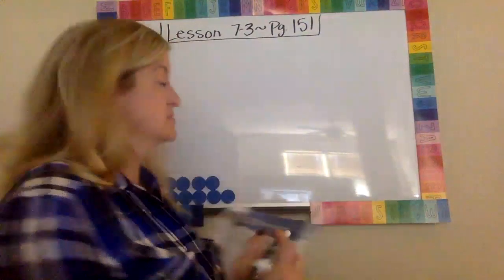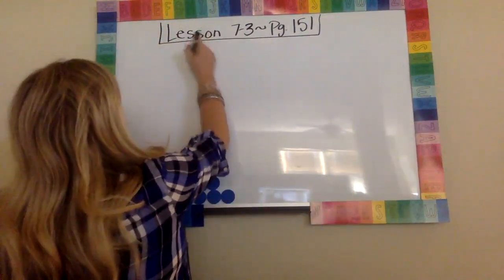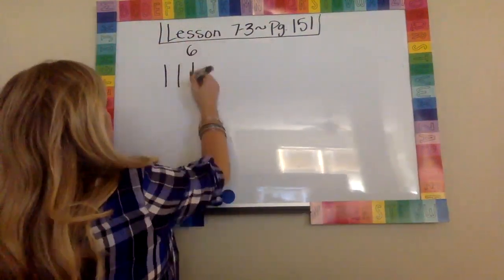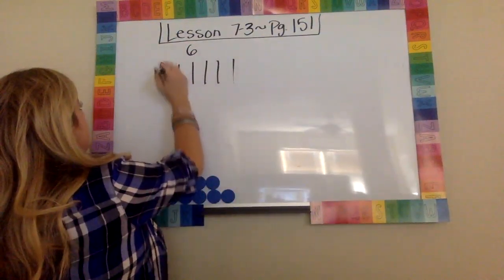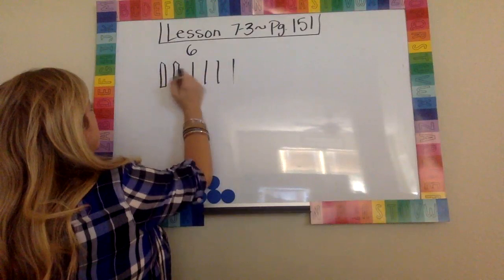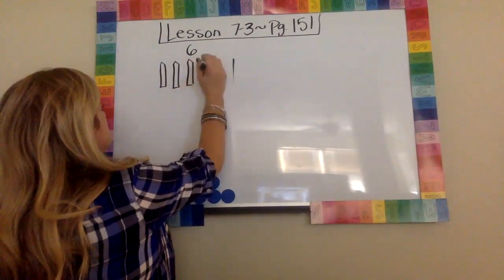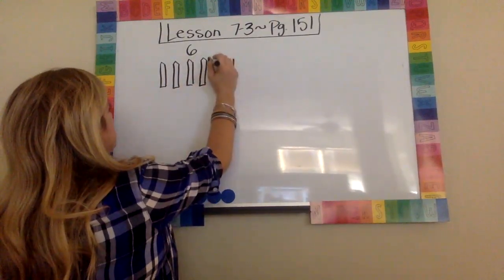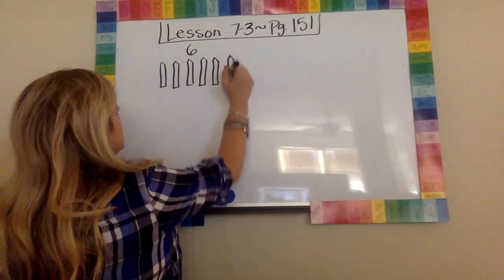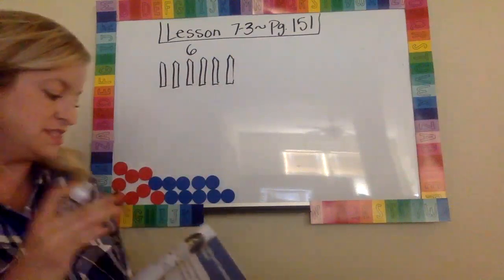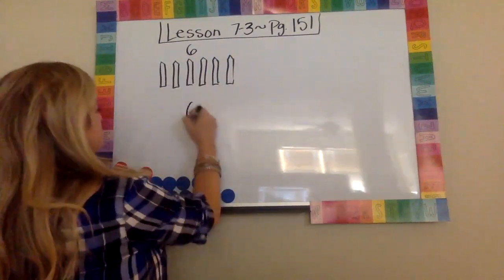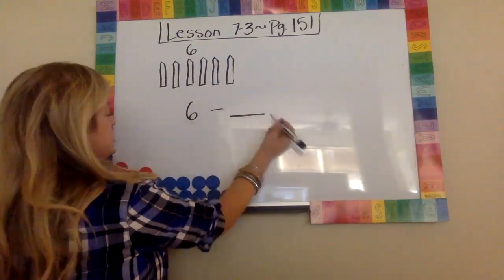Jan has 6 pencils. So she has 6 pencils. I'm going to draw these: 1, 2, 3, 4, 5, 6. You could even draw them like that. These are pencils. I could just do the sticks if I wanted to, but I have 6. 1, 2, 3, 4, 5, 6. She has 6 pencils. She gives some away.